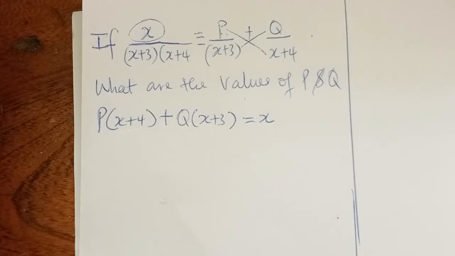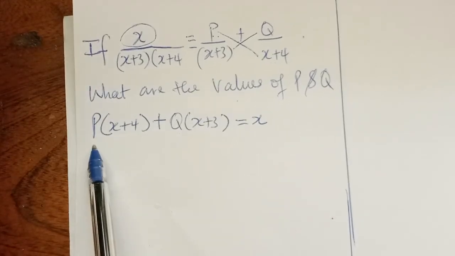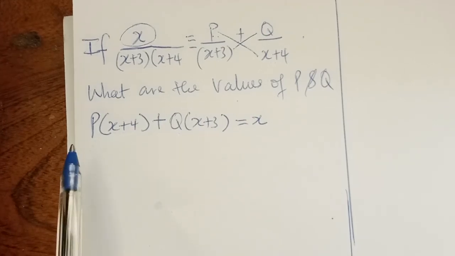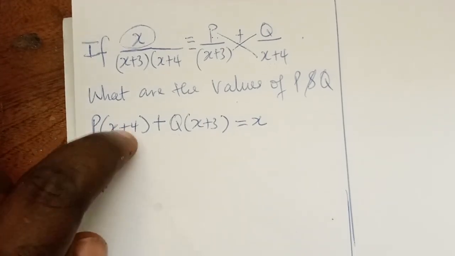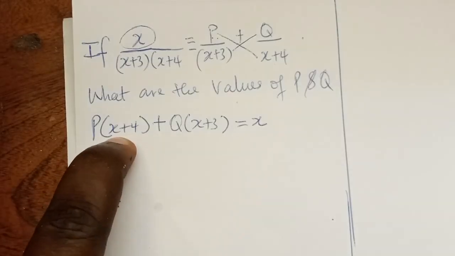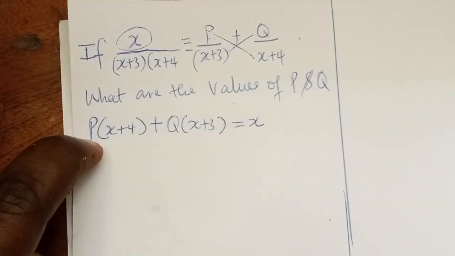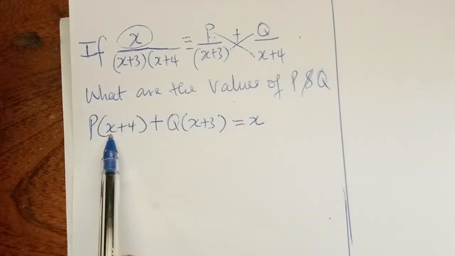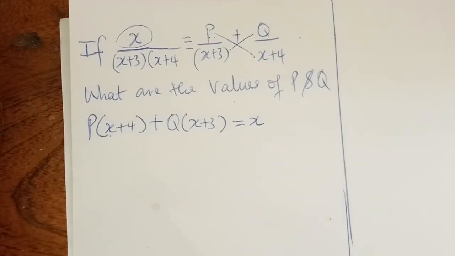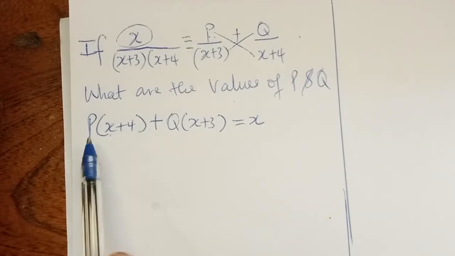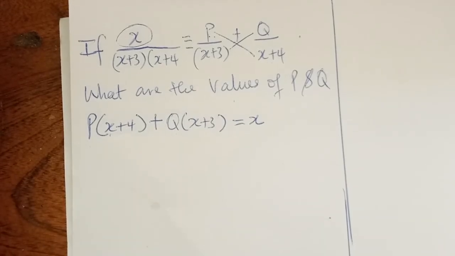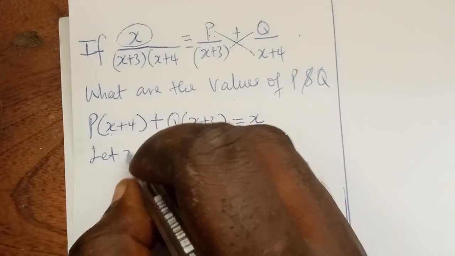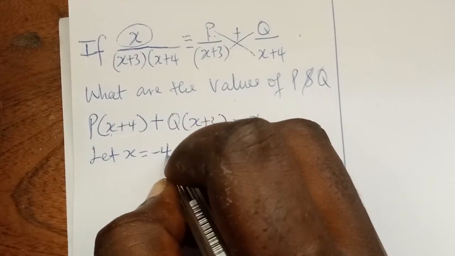I would like to start with the first one here, which is P. I want to eliminate P. To eliminate P, we have to look for the value that, if x is given, is going to erase the 4 so that P will go away. The only value is when we make x equal to minus 4, so that minus 4 plus 4 is going to give us 0 and P will wipe away. In other words, let x be equal to minus 4.